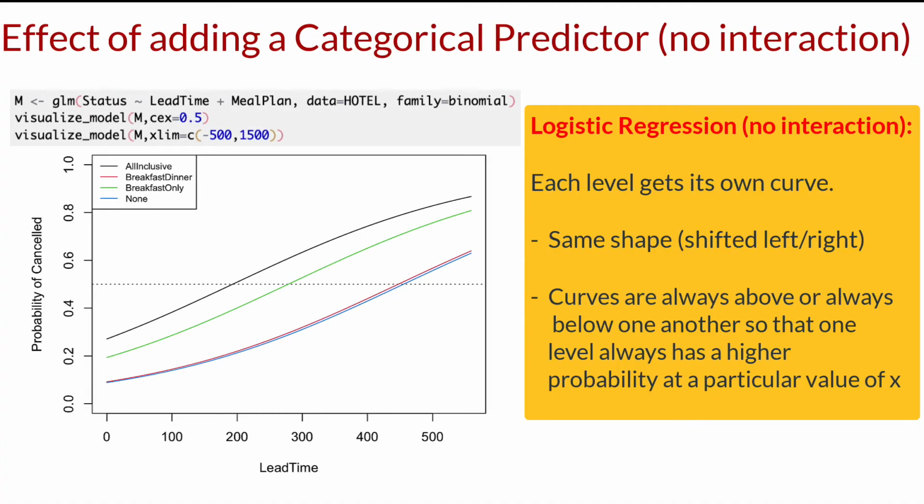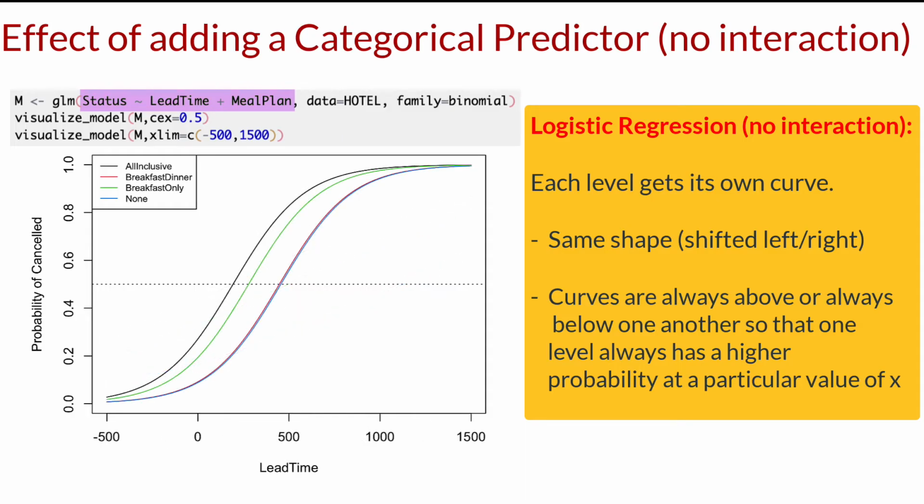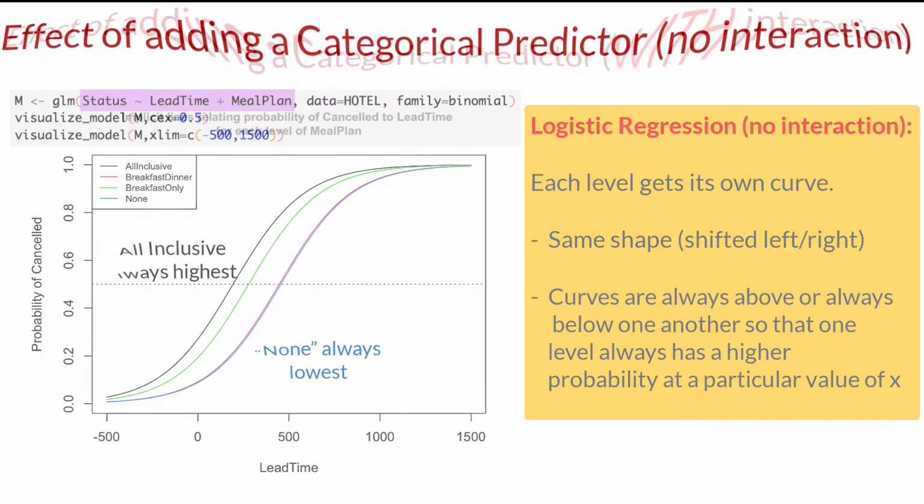If we predict the cancellation rate from the lead time and meal plan, we see that all inclusive has the higher cancellation rate at every lead time. Zooming out, we see each curve has the same S shape, it's the same curve, they're just being shifted left and right. All inclusive always has the highest probability of cancellation, while none always has the lowest probability.